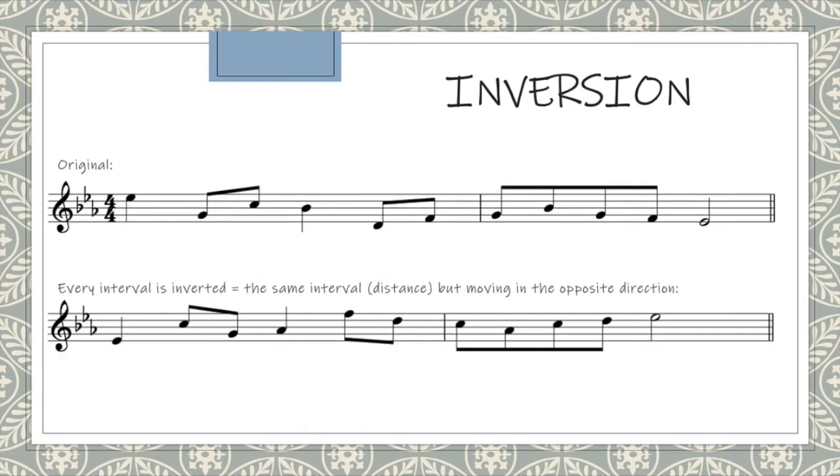Inversion means that every interval from one note to the next is now moving in the opposite direction. The type of interval or the distance is the same, but the direction has changed. So if my original goes a 6th down, a 4th up, and 1 step down, such as, my answer will go a 6th up, a 4th down, and a step up.